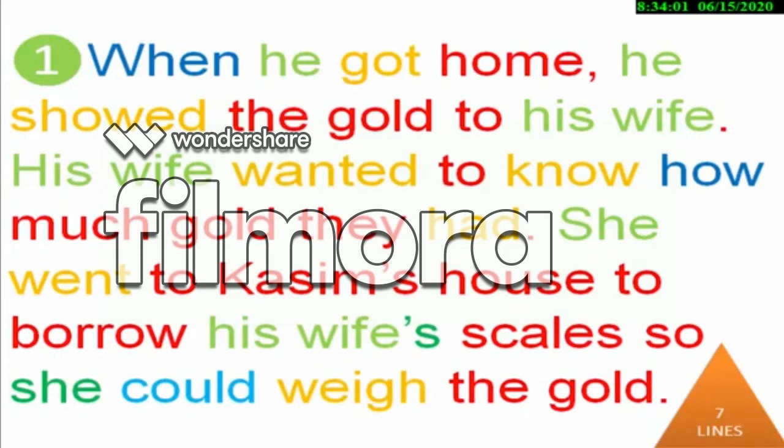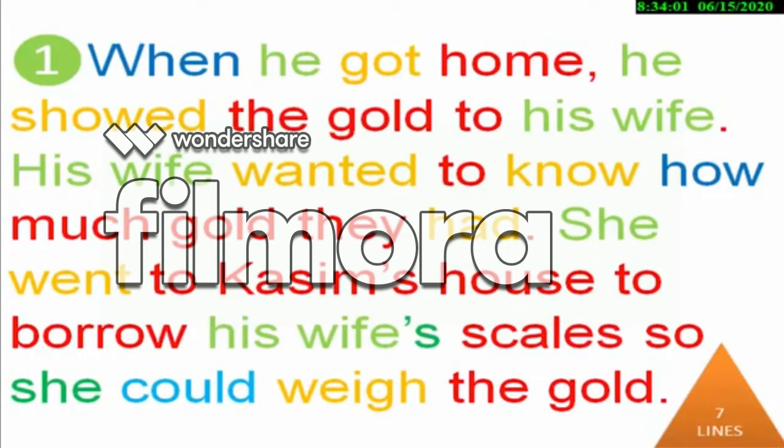So notice here, the sentence we combined or summarized from sentence number 1 and sentence number 2 in the first passage led the wife to borrow the scales from Qasim's wife. And remember that Qasim's wife, or Qasim, treats them badly. So here there is a reason.